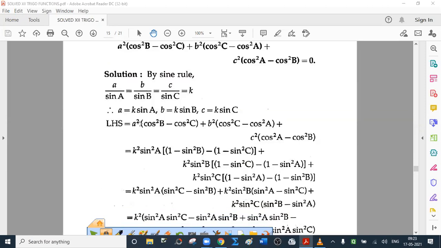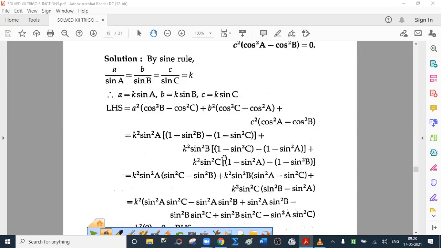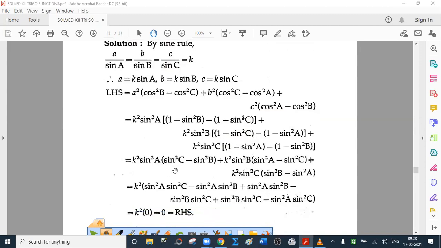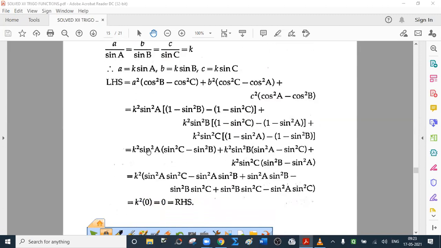So that is, I'm considering the first part. So k square sine square A. Now what is cos square B? 1 minus sine square B. What is cos square C? 1 minus sine square C. Rearrange the terms to get this. Now the next part is simple.